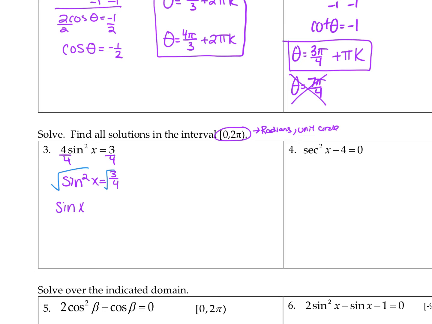Remember, when you take the square root, you're going to get plus or minus. I'm going to get root 3 over 2 because the square root of 4 is 2. So I want to think about all the places where sine is positive or negative root 3 over 2. So that'll be at pi over 3, 2 pi over 3, 4 pi over 3, and 5 pi over 3.